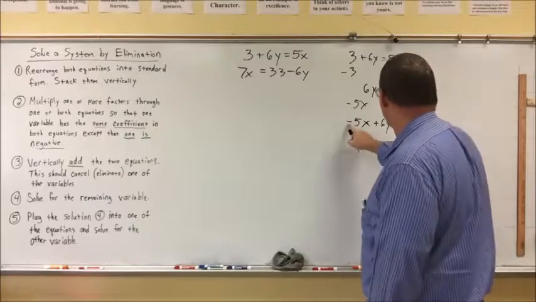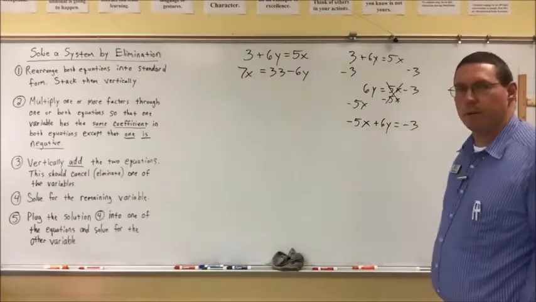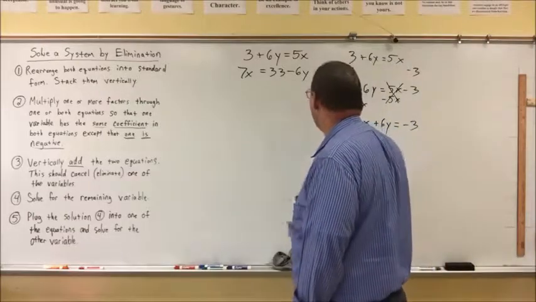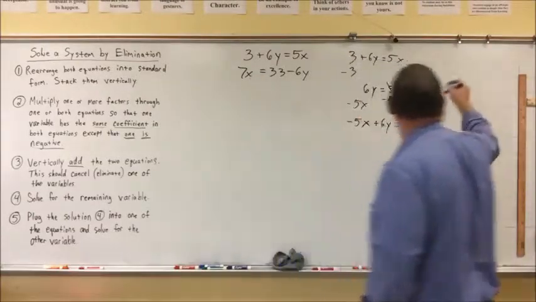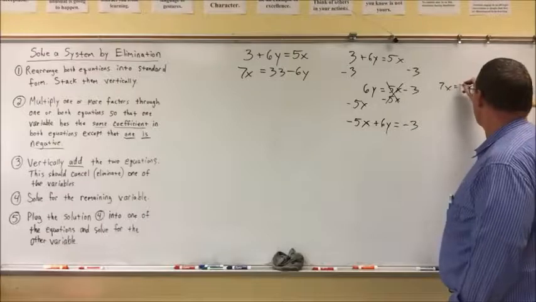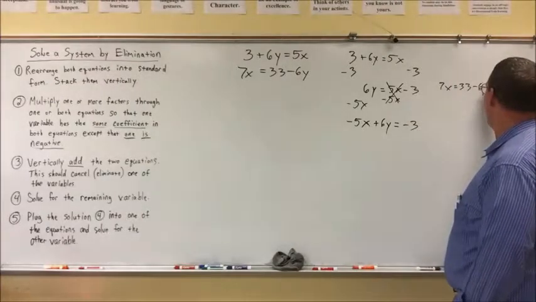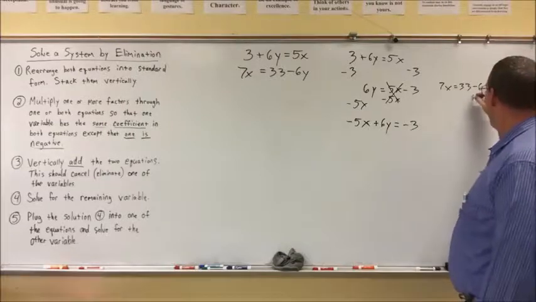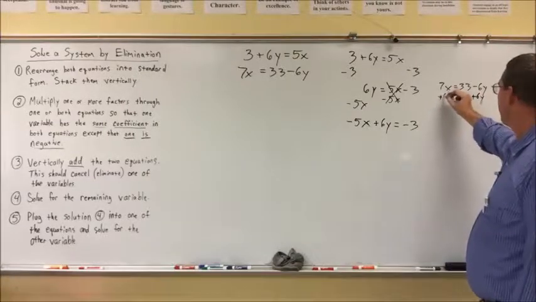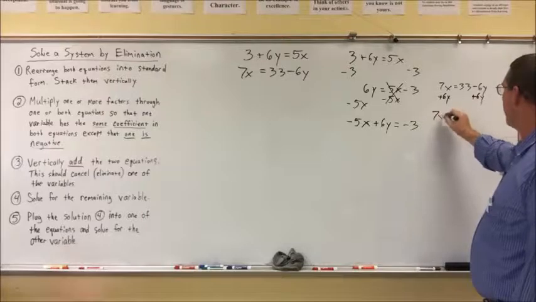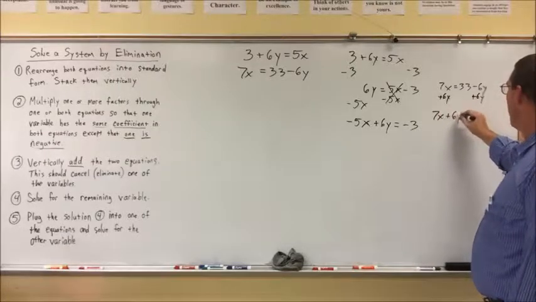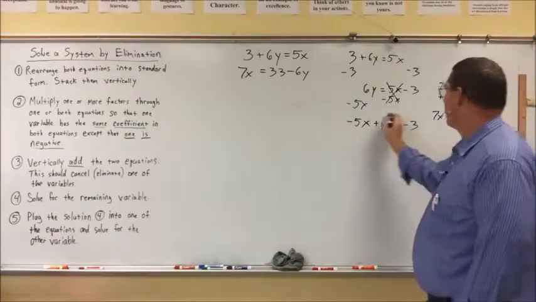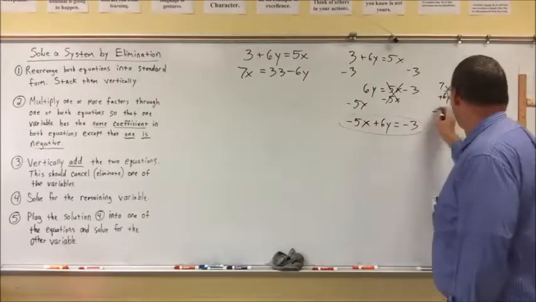I don't like this negative and I don't like this negative, but for now I'm going to leave it alone and see what happens on this other one. For this other one right here, I got 7x equals 33 minus 6y. All I have to do here is move the 6y over to the left side. So I'm going to add 6y here, add 6y here, and I get 7x plus 6y is equal to 33. There we go. So this is one of my equations. This is my other equation.